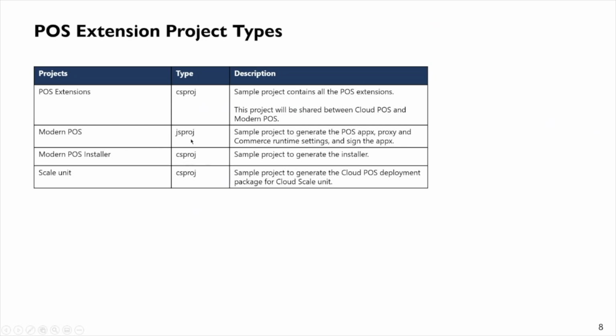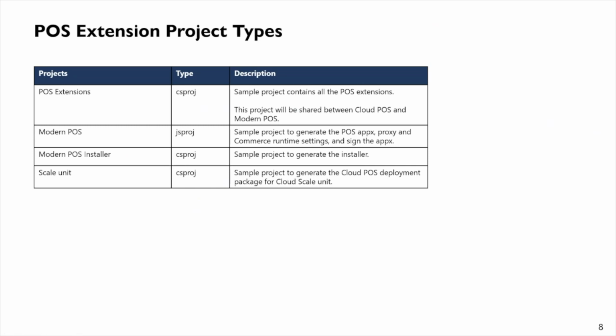Now, the Apex file is created. How will I deploy it? That's the third project. You're going to create the installer project, just by consuming the installer package I showed in the previous slide. Even for this Modern POS JS project, you will still consume the same POS package, and for the installer, you will consume the installer package.